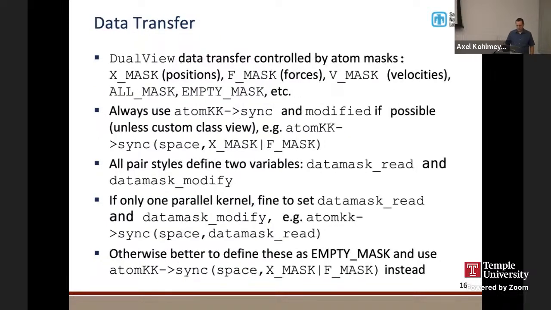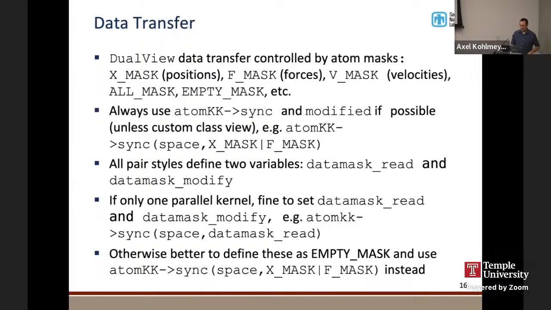Okay, so we talked a little bit about data transfer. In LAMMPS, we use atom masks to control which views are transferred. So this is like the dual view sync and modify. We have these masks, like X mask is positions, F mask is forces. We also have an all mask, which would transfer or modify all of the atom arrays, and then an empty mask.